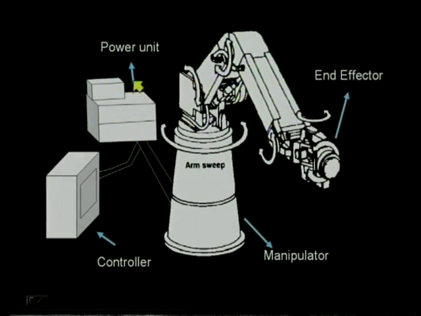If you want to see the power source in an industrial robot, you just see. So, this is the power source. This is the power unit. This power unit will be connected to the controller and also the industrial robot.